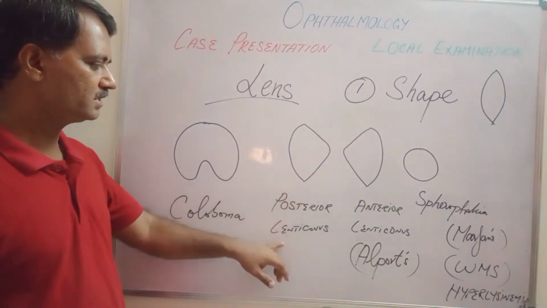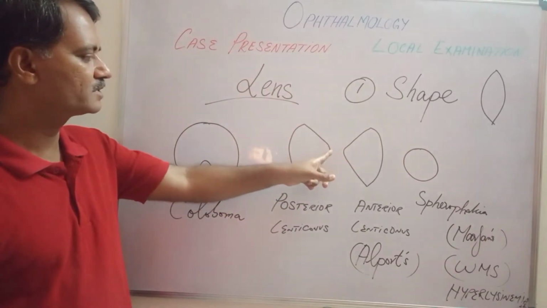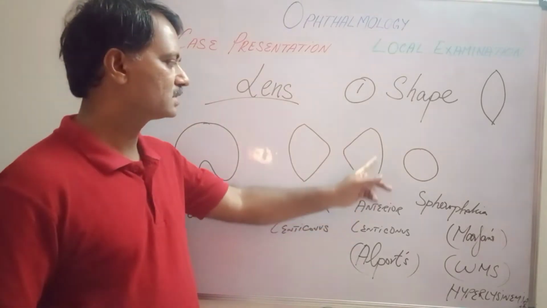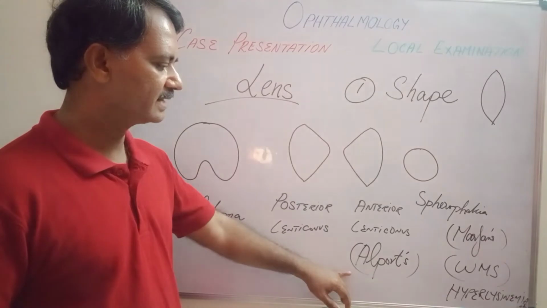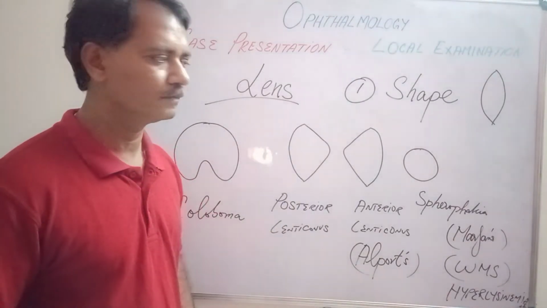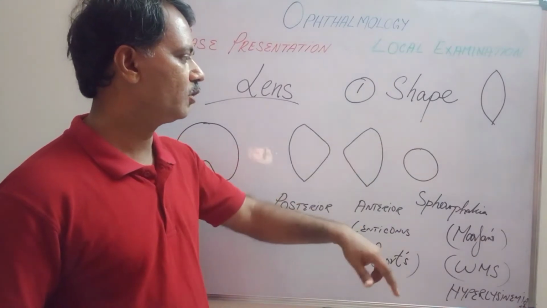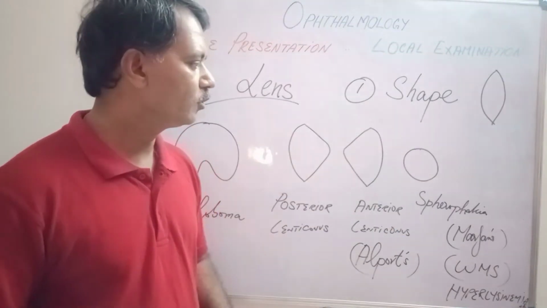Next is the posterior lenticonus. The posterior convexity becomes conical in shape. Anterior lenticonus, anterior convexity becomes conical in shape. This is an example for Alport syndrome. Sometimes the lens, instead of being biconvex, may become spherical. Spherophakia.